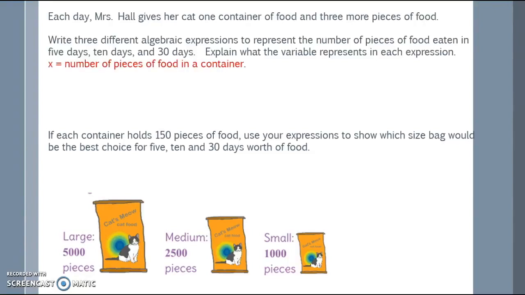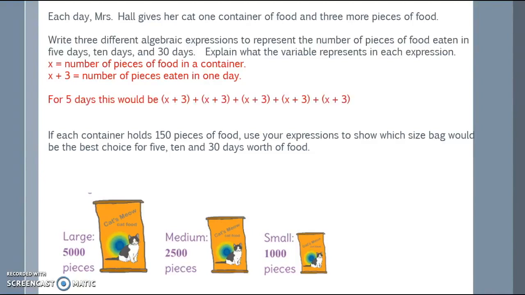So let's let x be the number of pieces of food in a particular container, because we're not quite sure how much is in a container, but we do know that they give 1 container of food and 3 more individual pieces. So in one day, if she eats 1 container of food and 3 pieces, we can let x plus 3 represent the number of pieces eaten in one day.